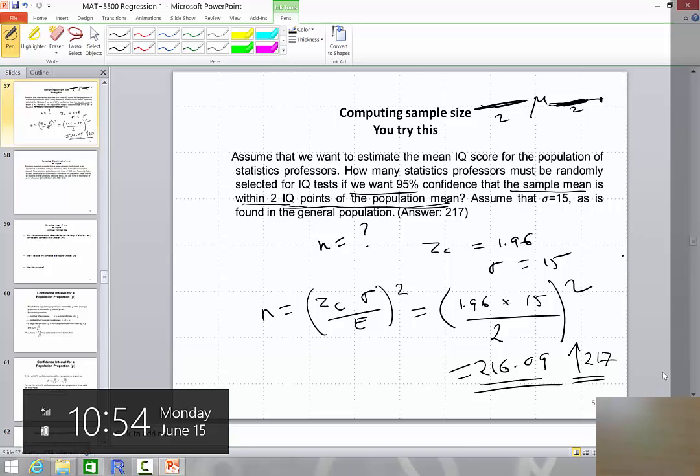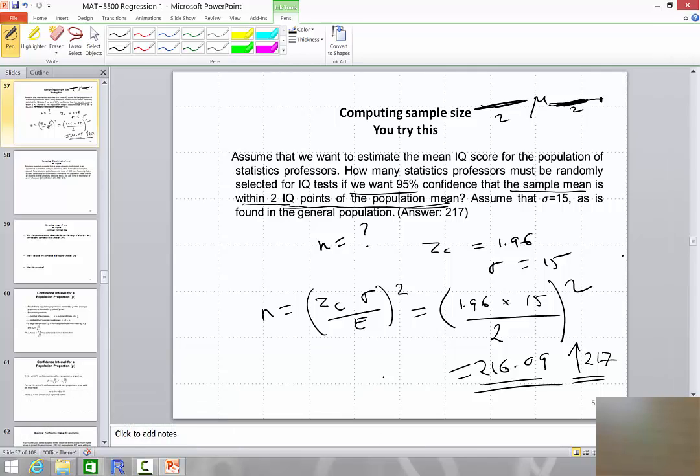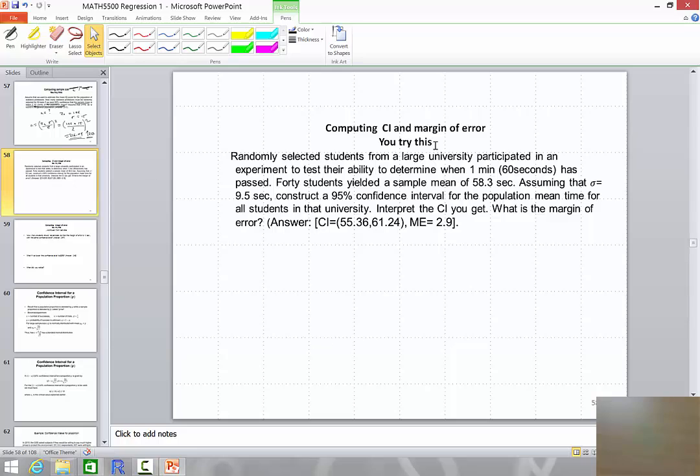So we did the confidence interval for the mean when sigma is known, when sigma is unknown, and we also did find the sample size. Okay, so this is what we did. Let's go to slide number 58 now: computing the confidence interval and margin of error.